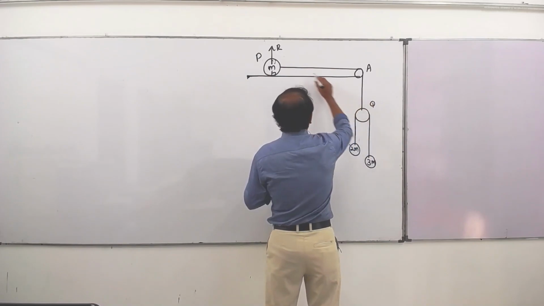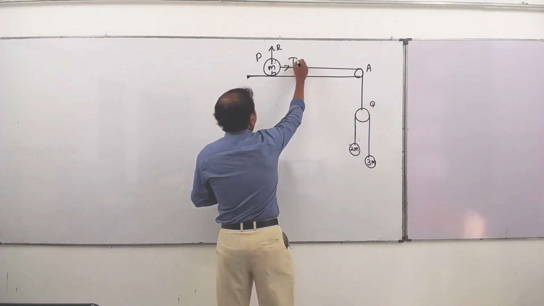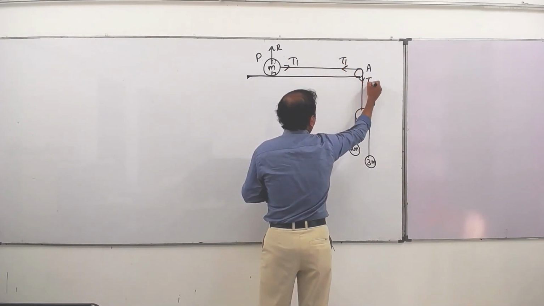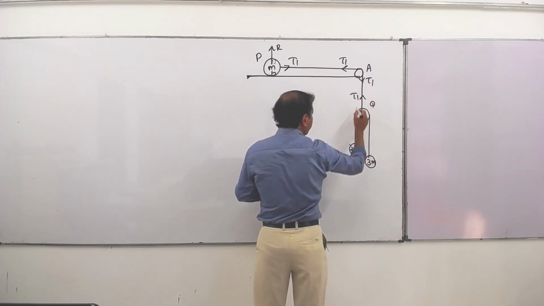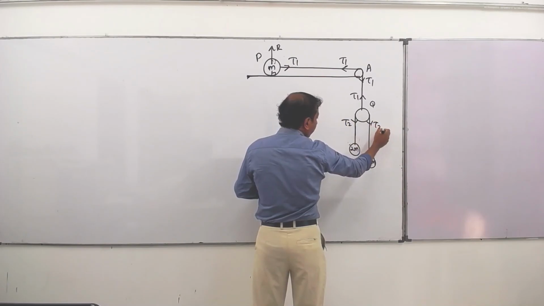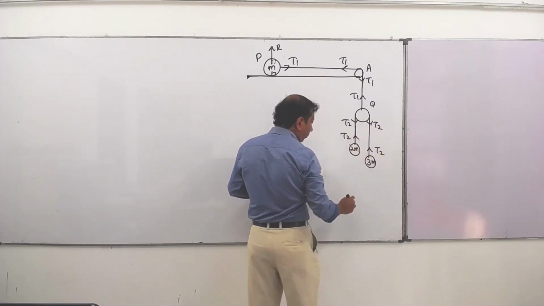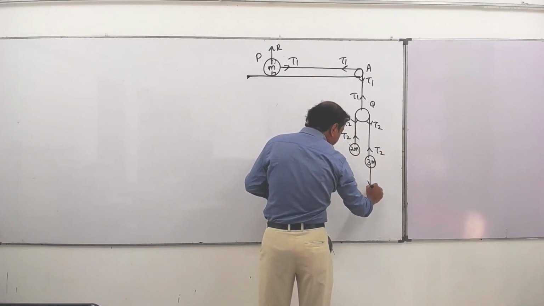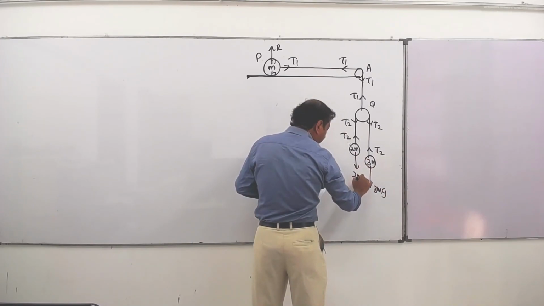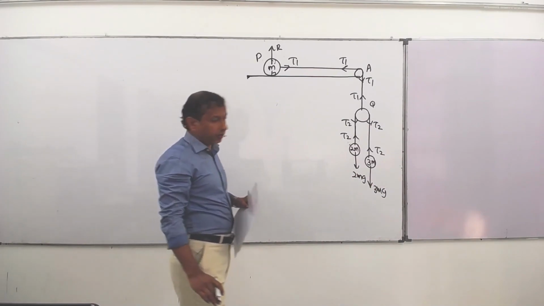Now here I take the tension in the spring as T1. Here it is T1, the same. Here also T1. In the string, T2, everywhere along the string T2, this way. 3mg weight, 2mg weight.